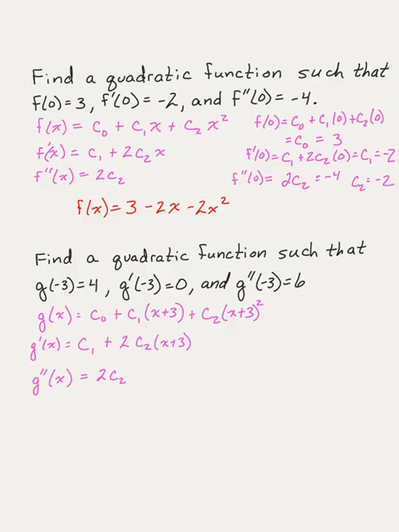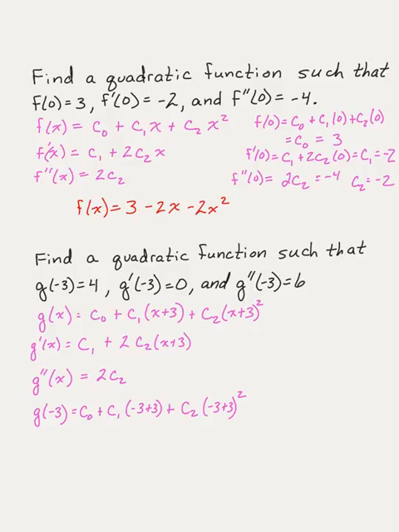Now, if we evaluate each of these at negative 3, that means g of negative 3 would equal c sub 0 plus c sub 1 times x, let me replace x with negative 3, plus c sub 2 times negative 3 plus 3 squared. All right, so what happens then is this is going to be 0, so this whole term is 0. Same thing here, so this whole term is 0.